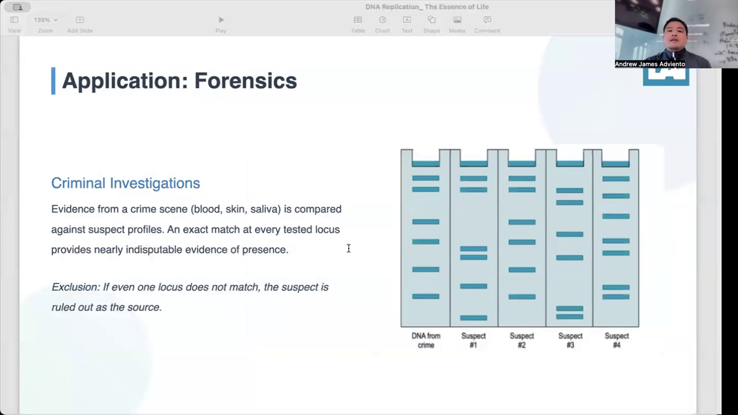Another application of this is in forensics. So in forensics, the rule is exclusion or inclusion. So if a suspect's DNA profile is missing even one band found at the crime scene, they are excluded. So they are innocent. So if every single band matches, the statistical probability is so high that they are included as the source of the evidence.